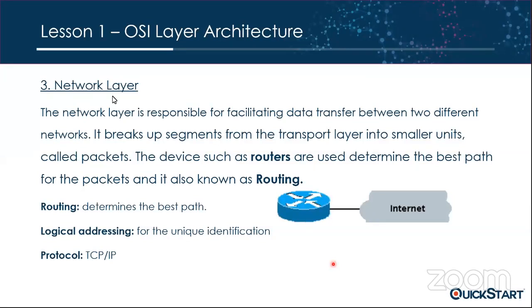But let's talk about the OSI here. The network layer is responsible for facilitating data transfer between two different networks. It breaks up the segment from the transport layer into smaller units, and these units are called packets. A device such as a router is used to determine the best path for the packet, which is also known as routing. We'll definitely discuss more in the later slides, because we're going to discuss IP routing, IP, and IP subnetting.